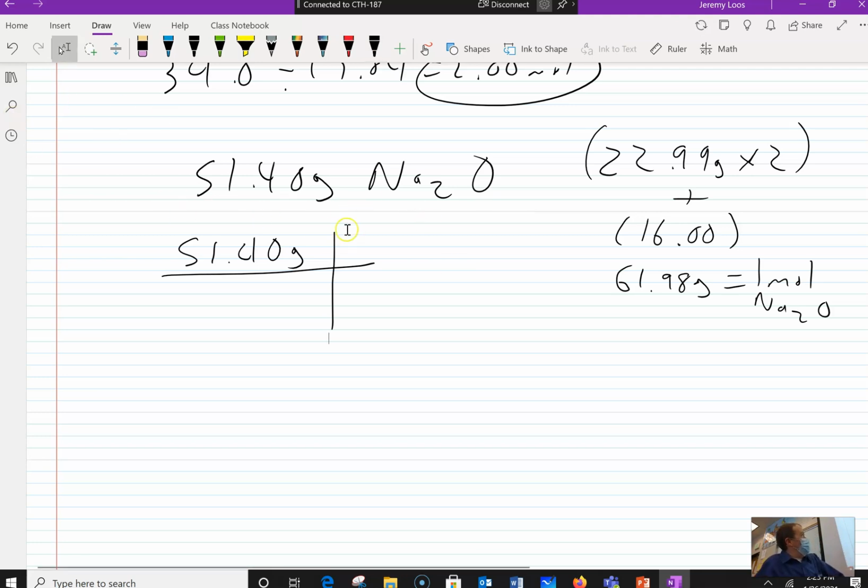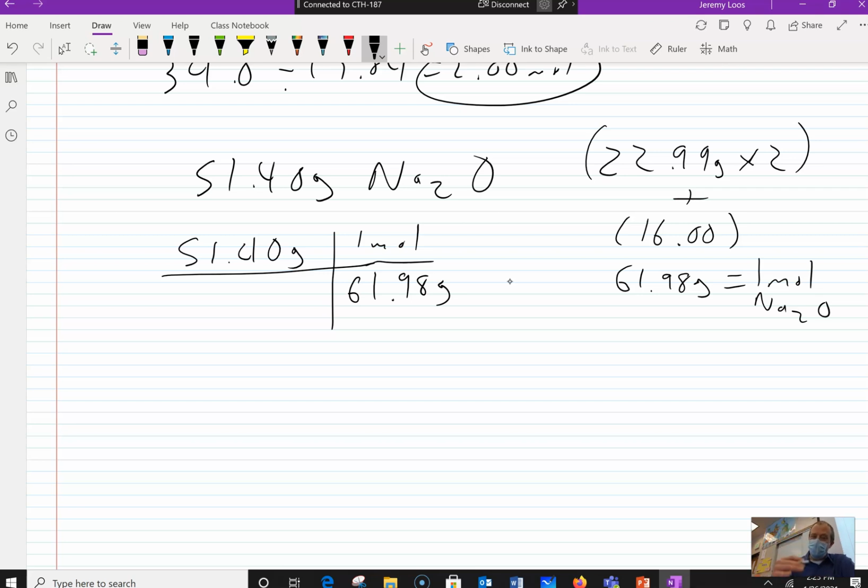So this problem is saying I have 51.4 grams. A mole weighs 61.98 grams. Do I have more than a mole here or less? Less. We should get an answer less than 1 here. This might stop you from doing some of the most common mistakes, which would be dividing backwards or even multiplying these two numbers when you should be dividing them.